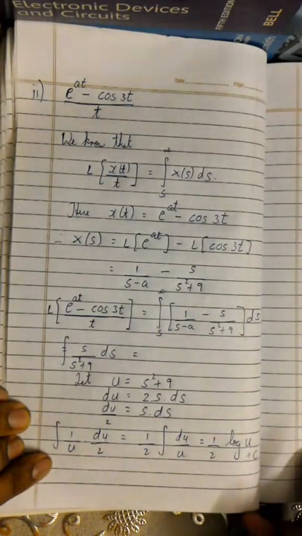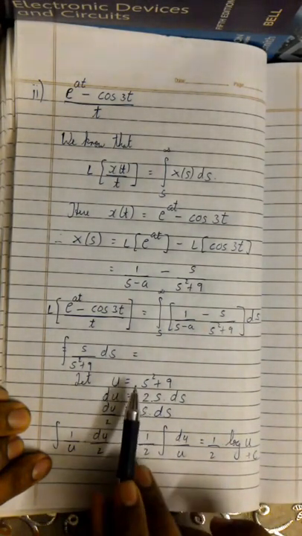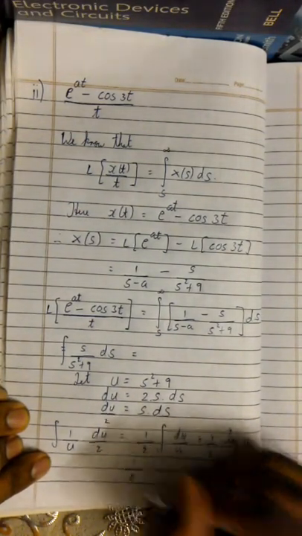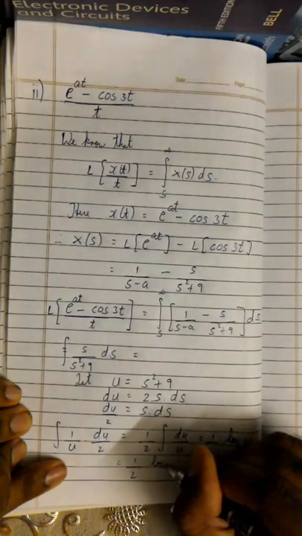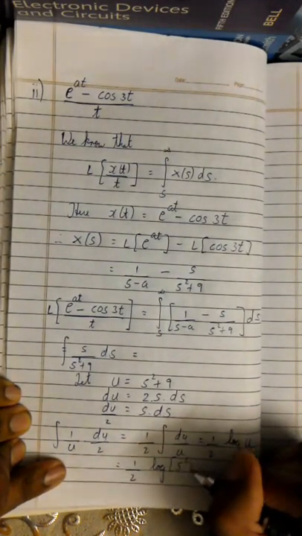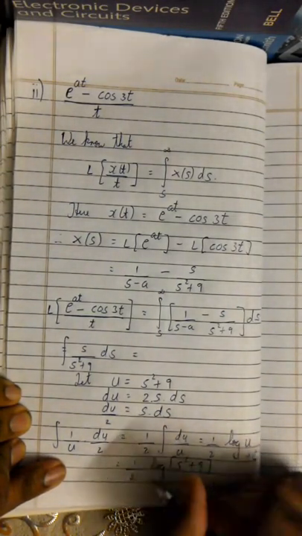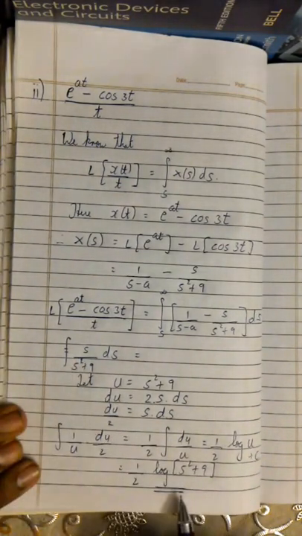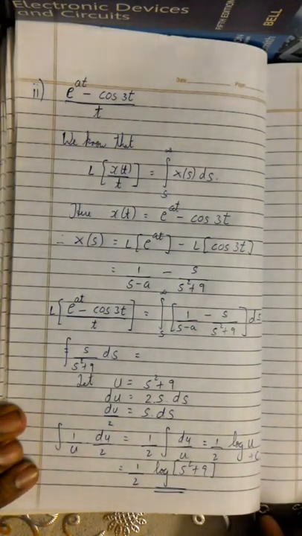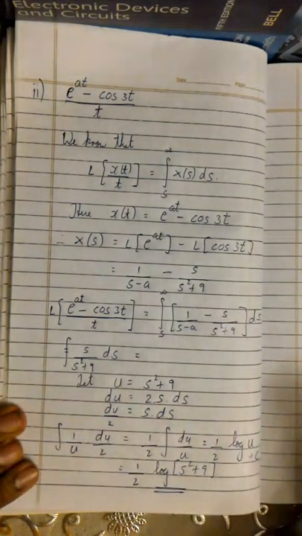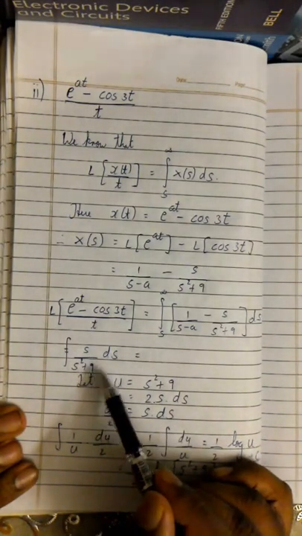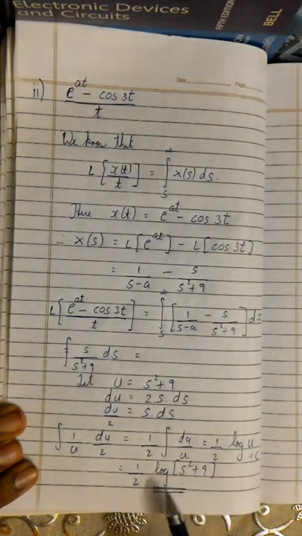Now we know what u is also, so simply substitute u over here. That's your answer. You will get 1 by 2 log of s square plus 9. This is how we find the integration of this equation in case you forget the formula. According to the formula, the integral of s by s square plus a square ds is equal to 1 by 2 log of s square plus a square.